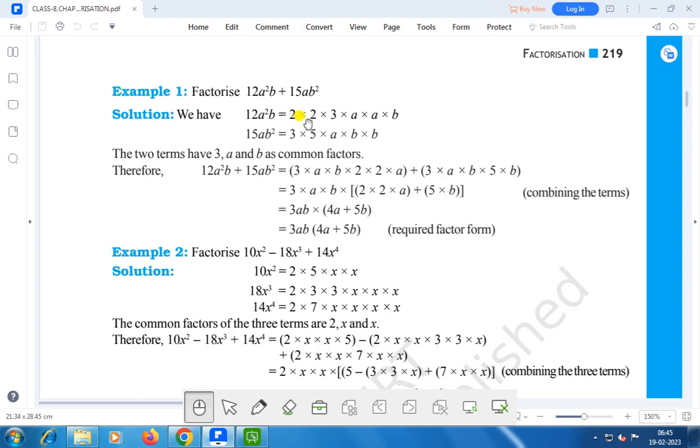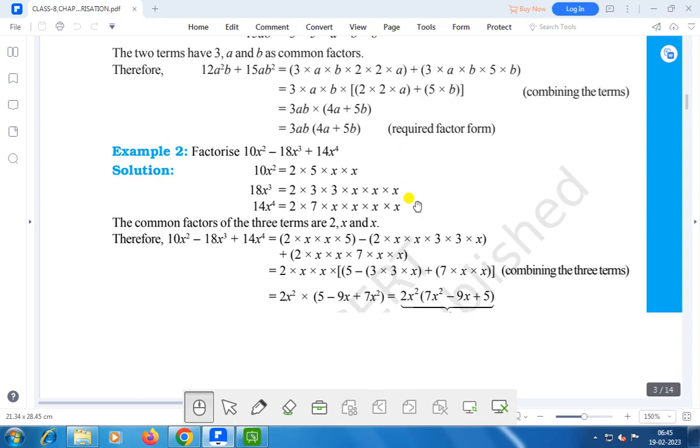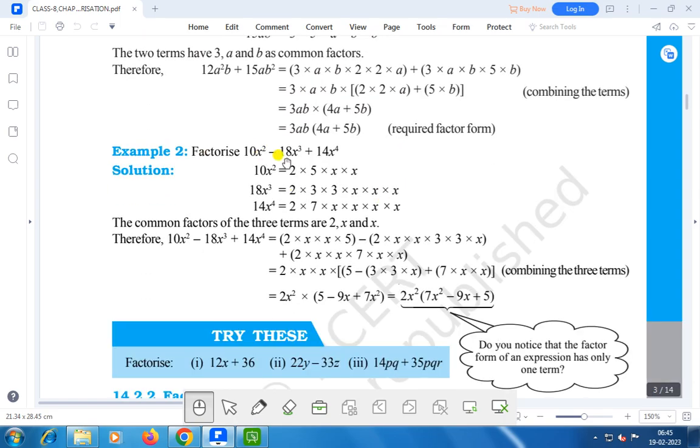12a square b can be written as 2 into 2 into 3 into a into a into b, and 15ab square can be written as 3 into 5 into a into b into b. The two terms have 3, a, and b as common factors, so it can be written as 3ab into 4a plus 5b. Similarly, factorize 10x square minus 18x cube plus 14x4.